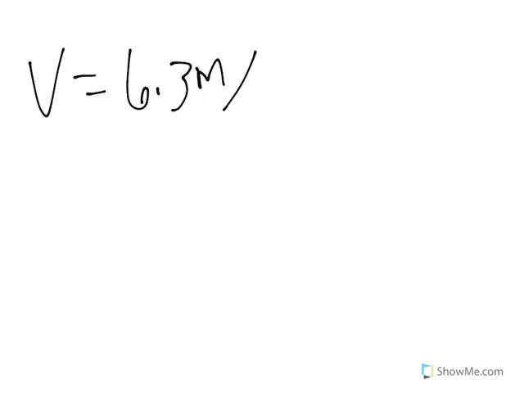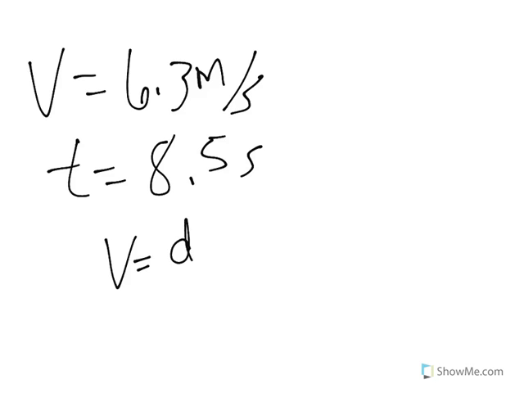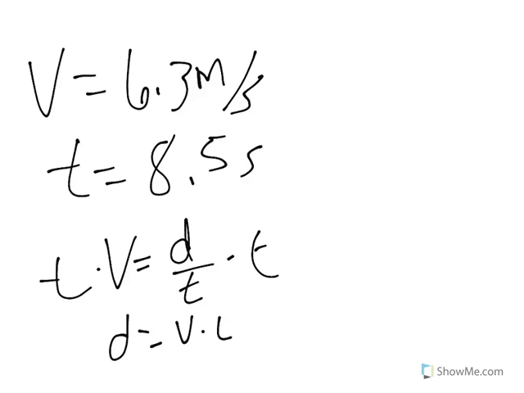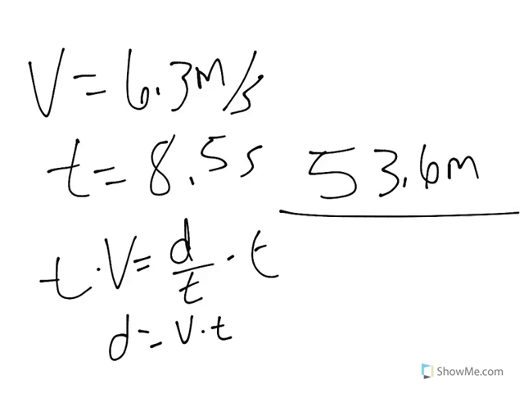Alright? So, number one, a car travels with a speed of 6.3 meters per second, and it does it for 8.5 seconds. How far does it go? Well, if we want to find distance, velocity equals distance over time. Multiply both sides by t, and we get distance equals velocity times time. So we do 6.3 times 8.5, and we end up with the lovely number of 53.6 meters. Alright, there we go. Next up, number two.